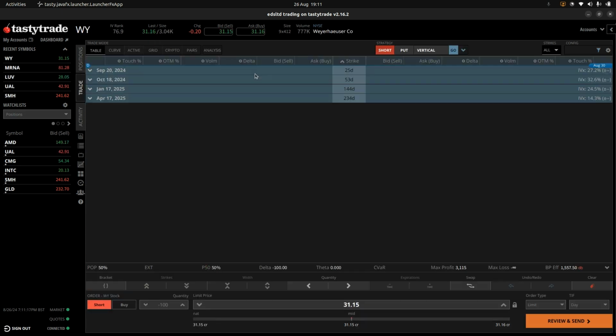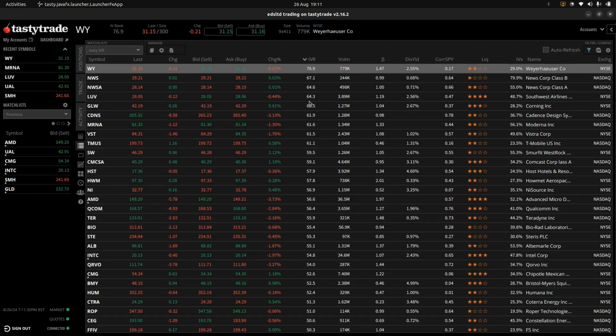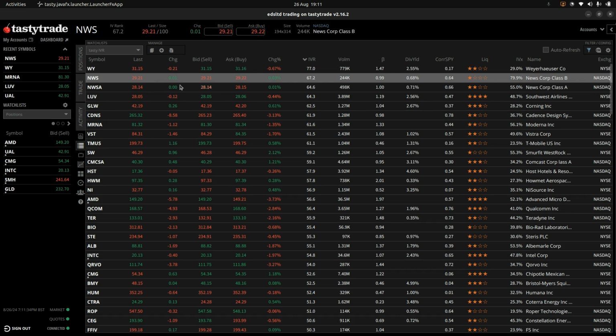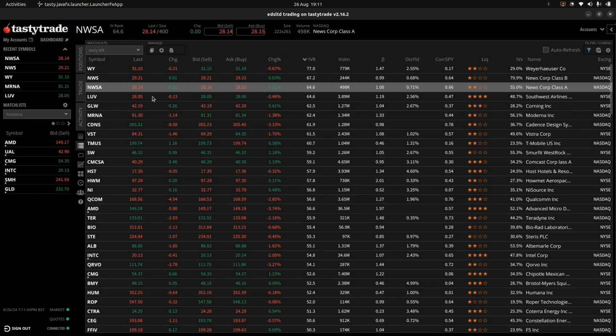So at the top here, we've got this Weyerhaeuser Co. We're not going to actually trade Weyerhaeuser. There just isn't enough liquidity. We're not going to trade this. The next up, we've got News Corp. We're not going to trade this either, although it does have a healthy IV rank. Let's have a look at what we've got next.